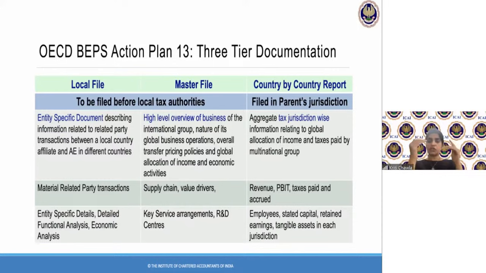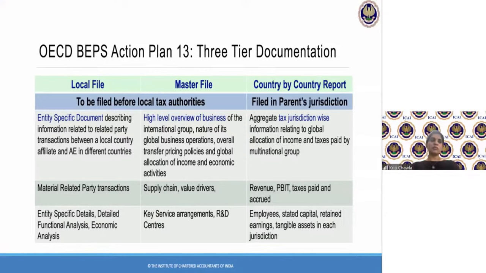And this document is going to talk about all the jurisdictions in which this entity operates. For each jurisdiction, it's going to talk about what the revenue is, what the profit before tax is, what taxes are paid, what taxes are accrued, what the employees are, what the stated capital is, and what the tangible assets are in each jurisdiction. So if you look at these three documents together for the Indian entity, you'll get all the information for this Indian entity. Where is it operating? What exactly is the revenue it's making in these jurisdictions, etc.? It's going to talk about all that information using the three-tier documentation structure.